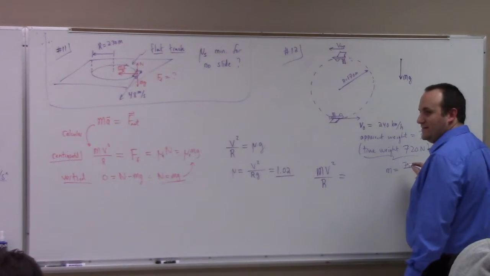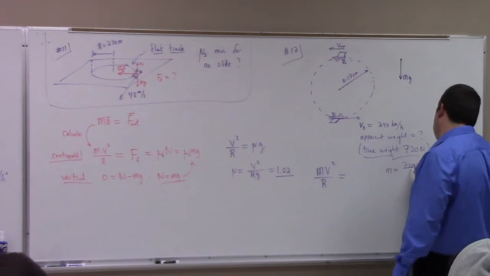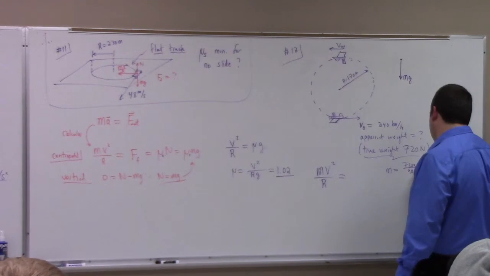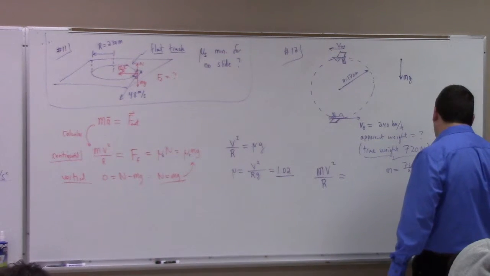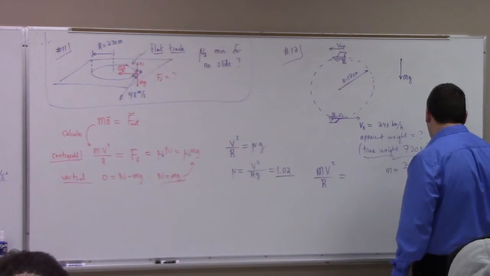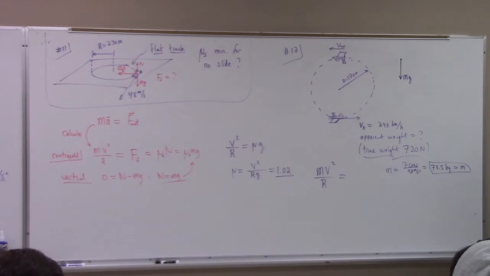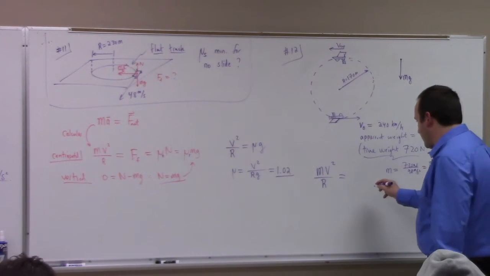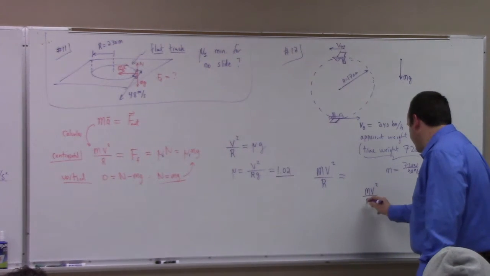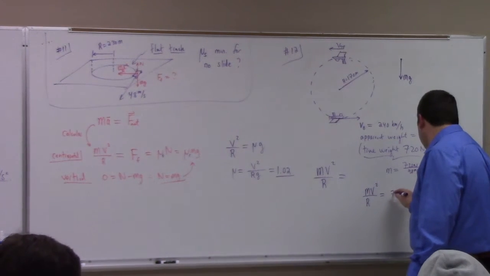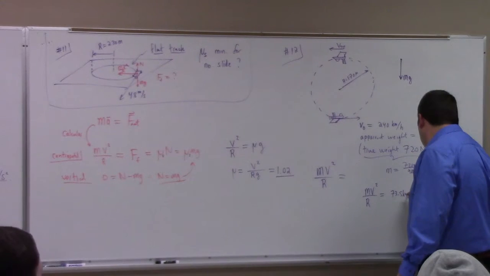No, I know. I want it to be that, but 9.8 meters per second squared. Yeah. What'd you get? 73.5 kilograms. All right, so that's his mass. So then what's mv squared over r at the bottom? 73.5 kilograms.